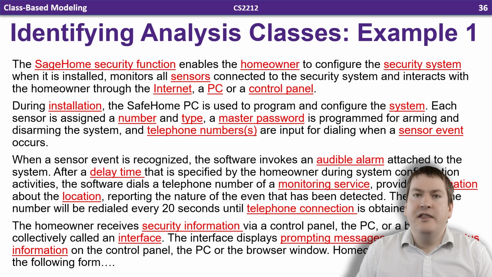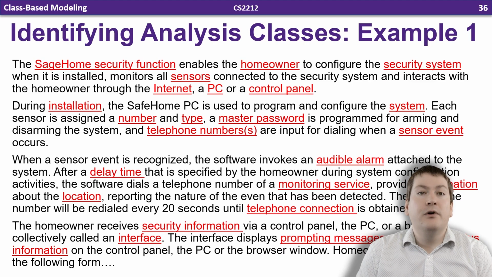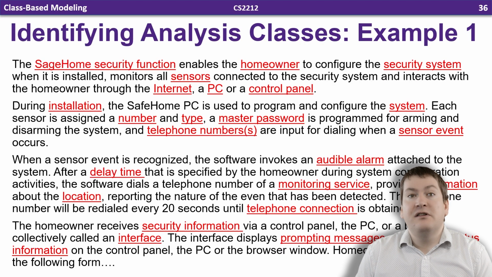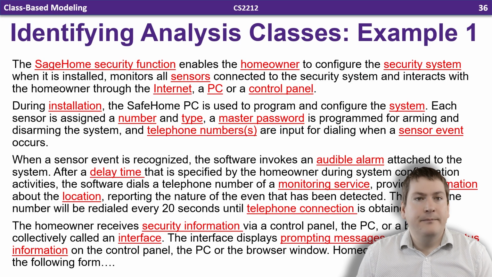Well, one potential method is to look for verbs in our usage narratives. So remember previously we looked for nouns to find classes. Now we're going to look for verbs to find operations for these classes. Now a verb is a word that indicates a physical action, such as drive, a mental action, such as think, or a state of being, such as exist.